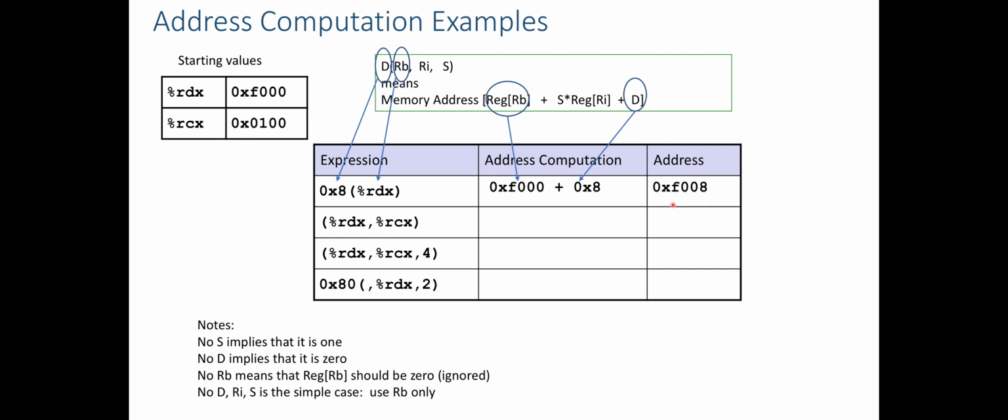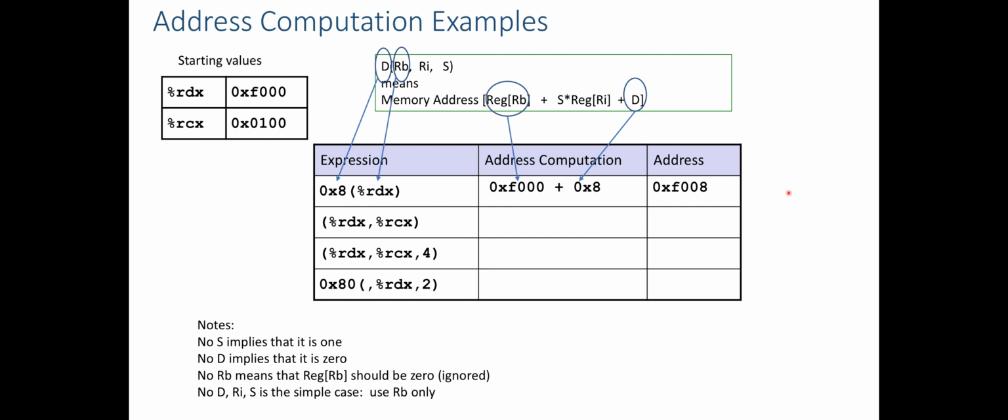And that results in F008. So when this is in assembly code, it'll turn into this value here. So we compute it using this, and we get this value here. This is similar to things that I may ask you to do on the next quiz.